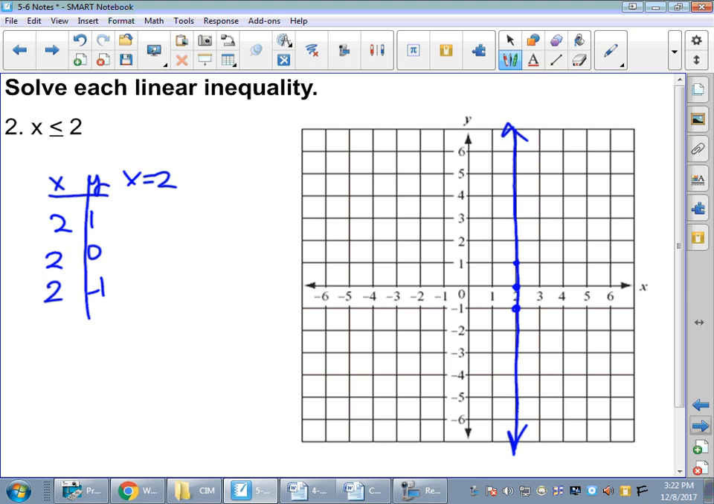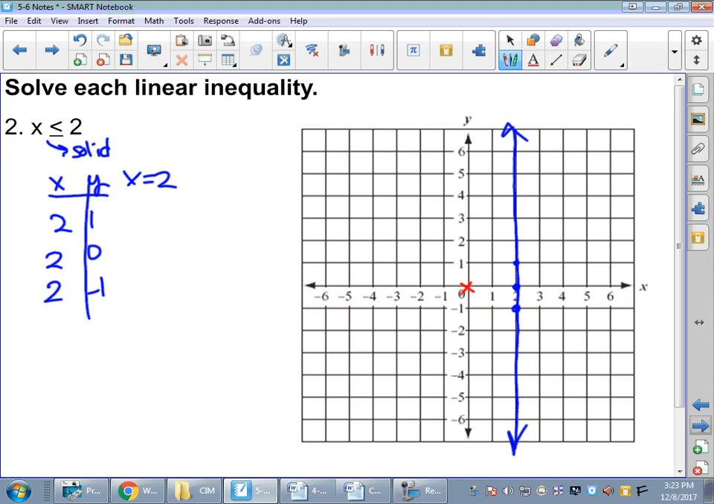This line right here tells me that it's a solid line, so I'm going to leave it solid, which means those ordered pairs work. Last time we said they didn't work. A solid line on a coordinate plane is equivalent to a closed circle on the number line. Pick a point not on the graph again, so I'm going to use (0, 0) again.